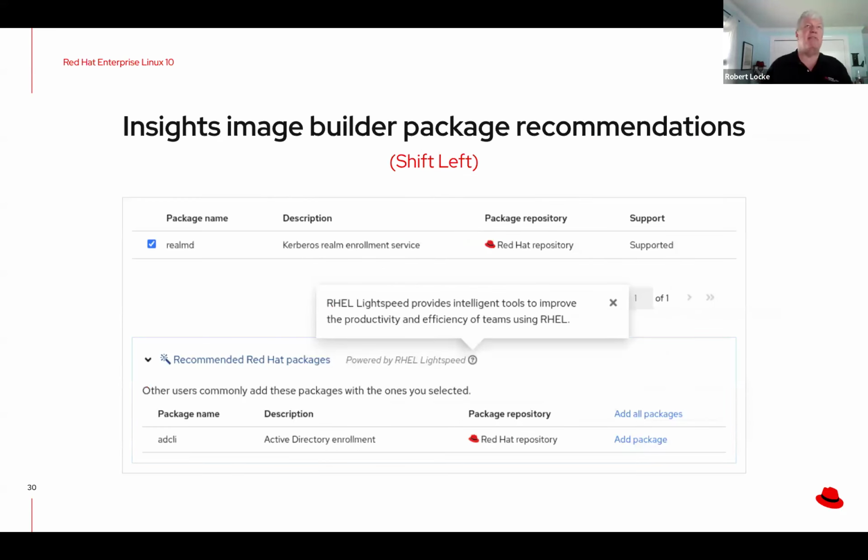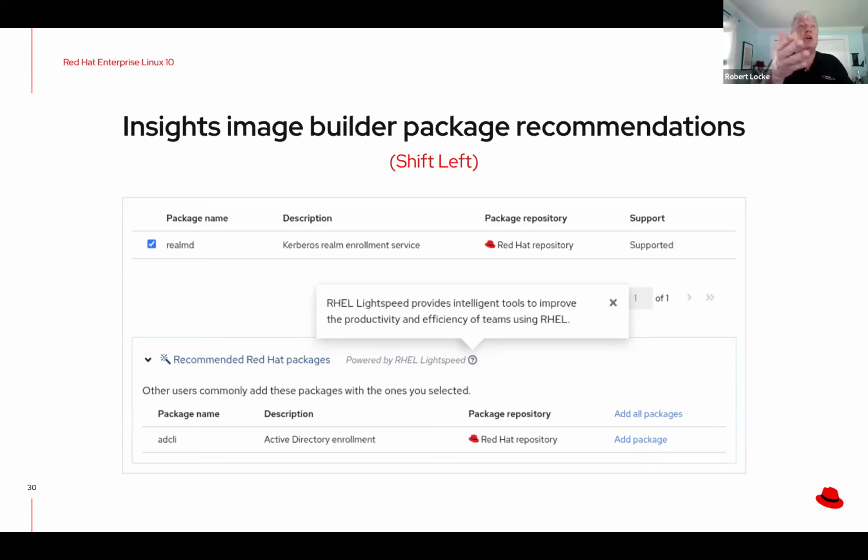One last shift left feature is package recommendations. With package recommendations, if you're building an image in our image builder tool in console.redhat.com, which is the Insights image builder tool, we can see what packages you're selecting and can recommend other relevant packages. This is just like the shopping experience on Amazon. If you're looking at tents, you'll also get recommendations for sleeping bags and camp stoves.